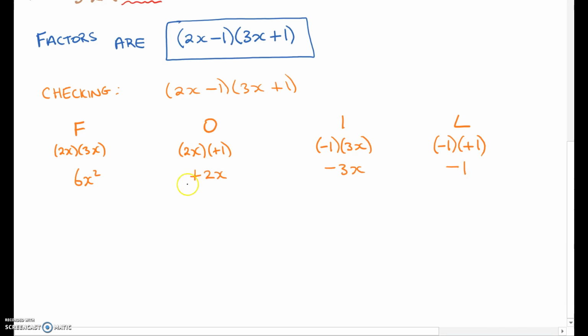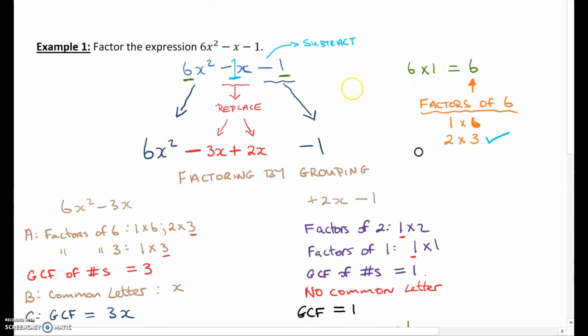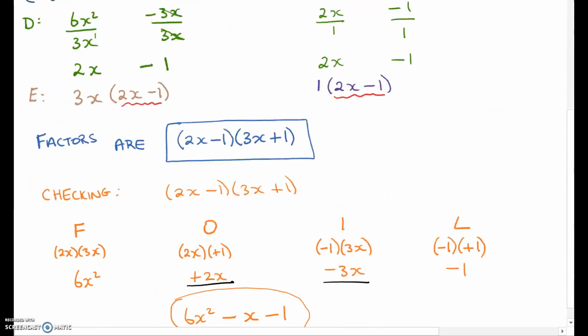These two in the middle are like terms, so we can combine those, and we get 6x squared. 2x minus 3x is minus x, minus 1. Now, let's put a ring around that, because we have to check that that's what we started off with. 6x squared minus x minus 1. And if we look up here, 6x squared minus x minus 1. So we have confirmation that we found the correct factors.